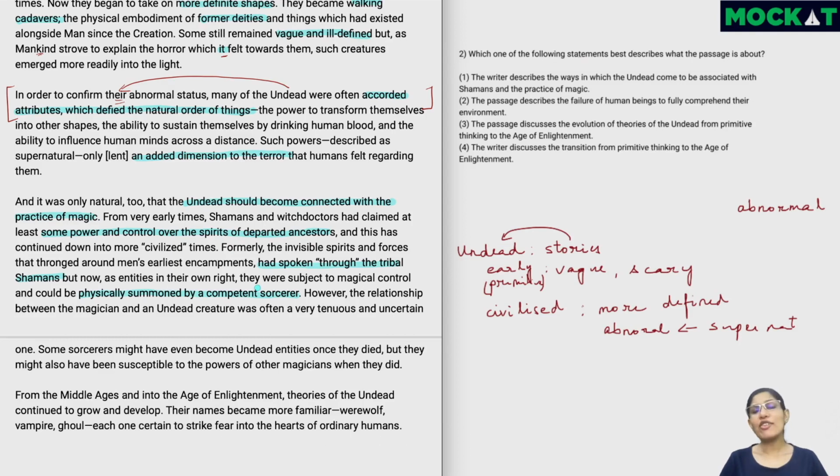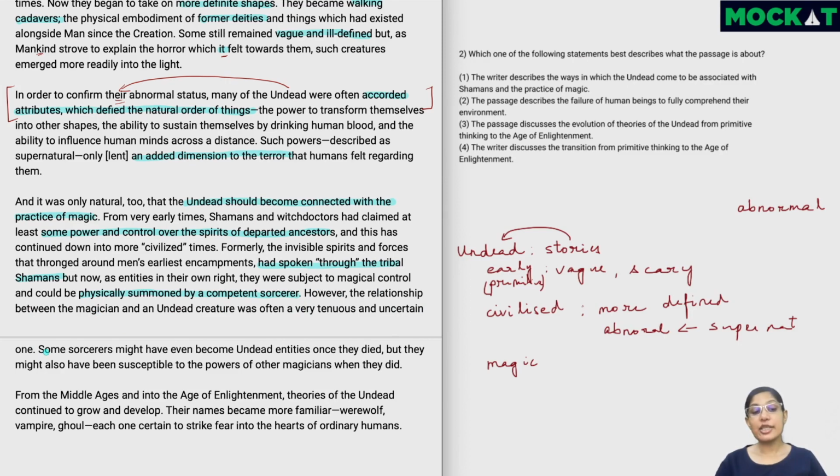So the undead have always been connected with magic and magicians like the shamans and witch doctors. Initially they spoke through these shamans. Eventually, as they became more defined, they were actually spirits who were physically summoned. So the undead were also connected with magic, and this was there throughout. "However, the relationship between the magician and an undead creature was often a very tenuous and uncertain one."